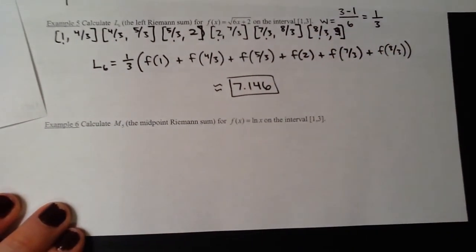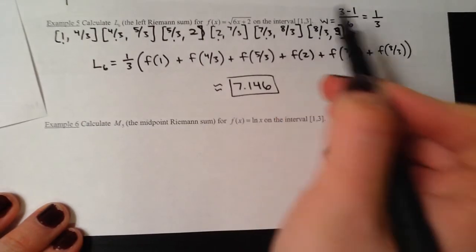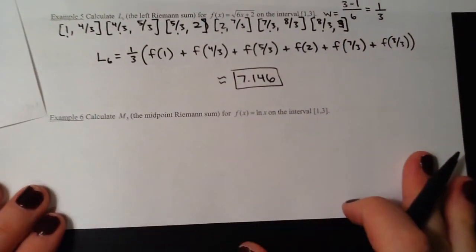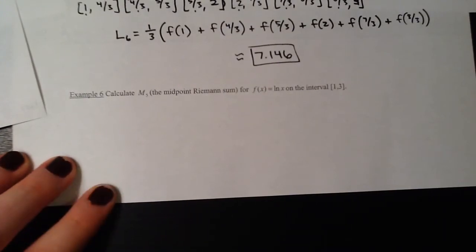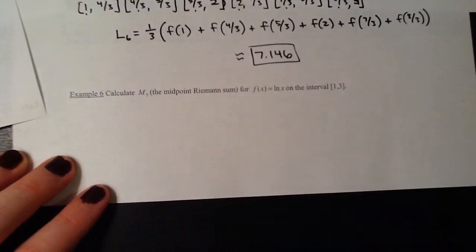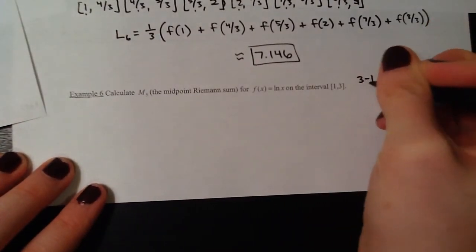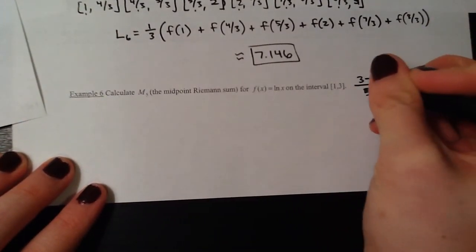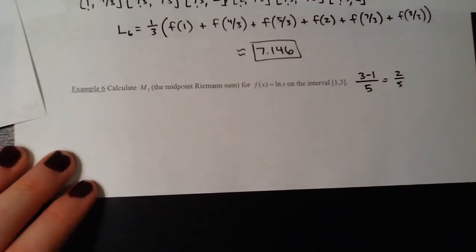Okay, so what we just did is we approximated the area under this curve between 1 and 3. Just an approximation, not an exact value. Okay, for example 6, we're going to do the same thing, M5 on this interval right here, again from 1 to 3. So we're going from 1 to 3, and we are cutting it up into 5 different pieces. So that means each one of them has a width of 2/5.